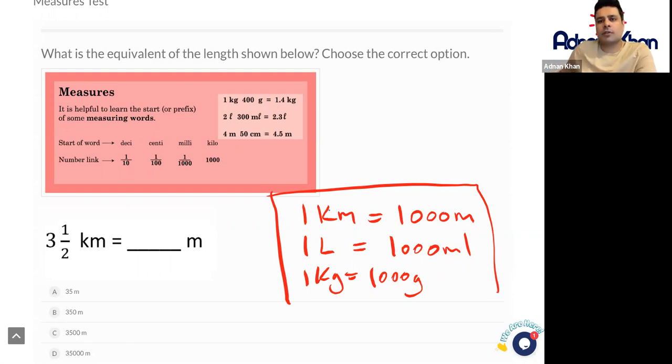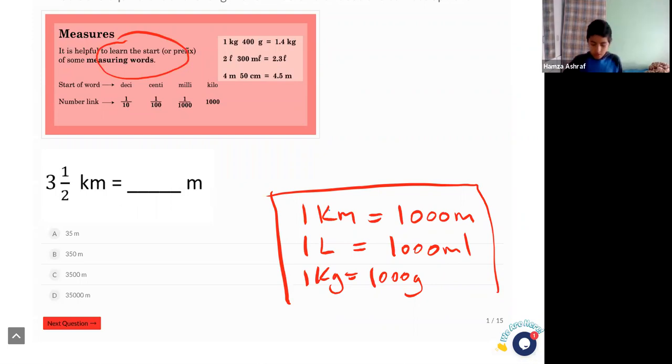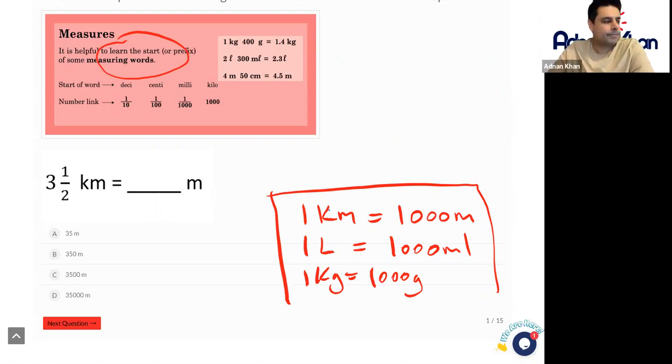Okay, so let's go on to our first question. What is the equivalent of the length shown below? The word equivalent means the same as. So 3.5 kilometers, because we know 1 kilometer is 1,000 meters. Let's find out what 3.5 kilometers is. Let's go to Hamza very quickly. Hi, Hamza. Go ahead. 1 kilometer is 1,000 meters, and we need to find out what 3.5 kilometers will be.